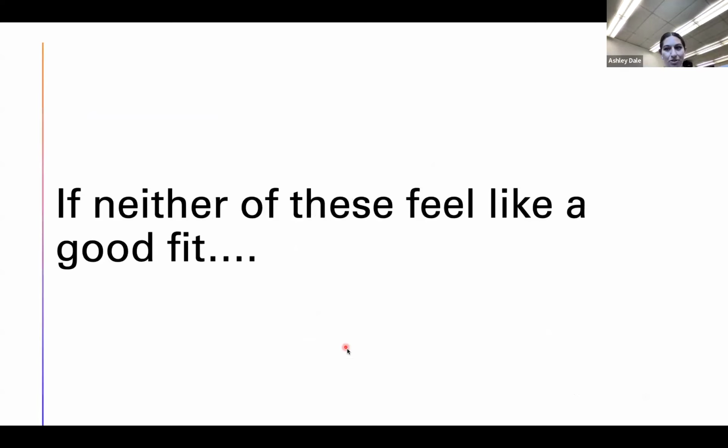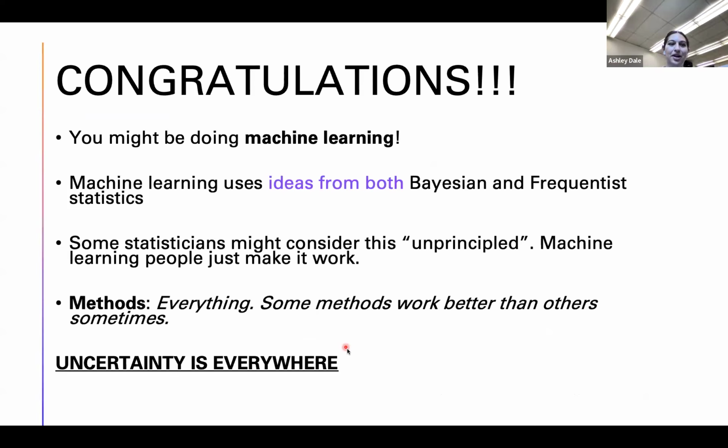Now, if neither of these two regimes felt like a good fit for your problem, then congratulations, you're probably doing machine learning. Because machine learning is using ideas from both of these. And the truth is most machine learning practitioners just do what works. They're not usually tied up in a lot of the ideas of where the uncertainty is coming from and how we are going to address it. So the challenge if you're doing machine learning type data science is that uncertainty is everywhere. Some things will work, some things won't. But we still need a principled way to approach these problems.